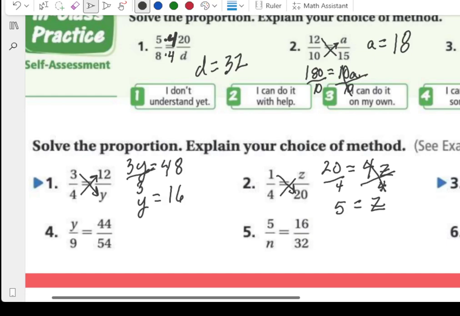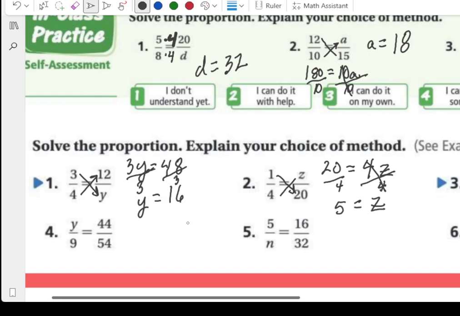Whenever we have a number next to a letter, like we have right here, a number next to a letter indicates multiplication. So 3 times y is 3y. On this one, 4 times z is 4z. So what did I do right here? We divided both sides by 3.